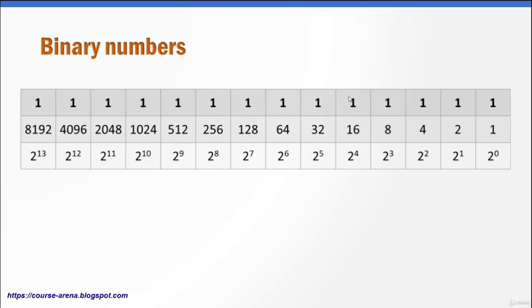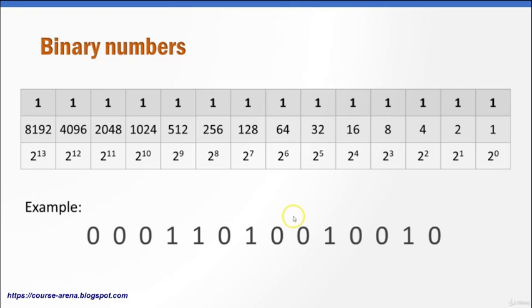Let's look at an example. So here is a binary number. Now I'm reading from right to left. It's 0, 1, 0, 0, 1, 0, 0, 1, 0, 1, 1, 0, 0, 0. So what's the value of this binary number in decimal format? In order to calculate that, we're going to look at the values of ones in this binary number.